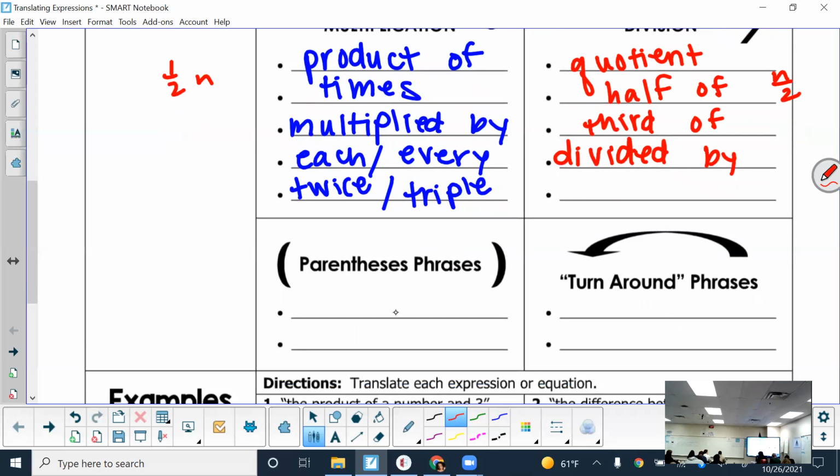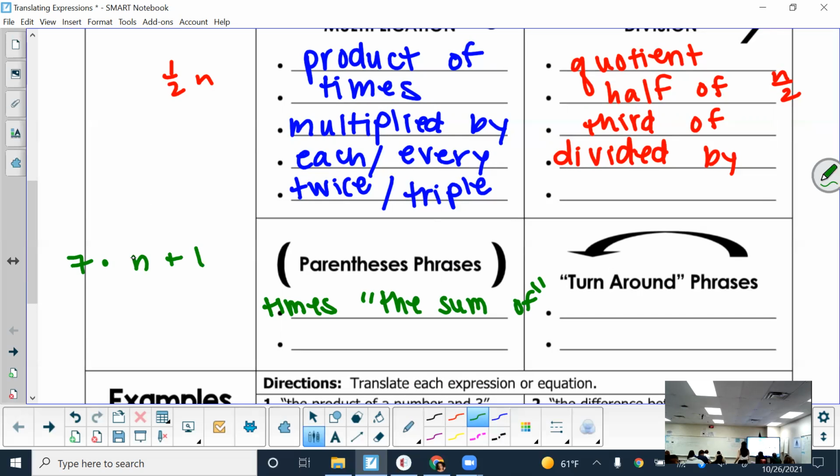All right, then we also have a couple other special ones. So parentheses phrases. So signal words that tell you to group numbers. These are just examples, there can be more, but we could say times the sum of. Because if it's like 7 times the sum of, so we'll put times the sum of a number and 1.